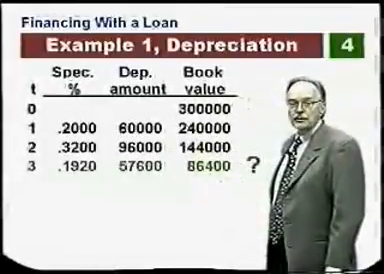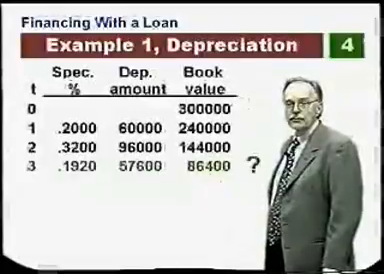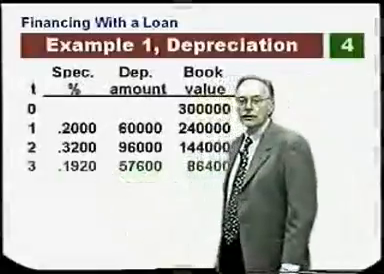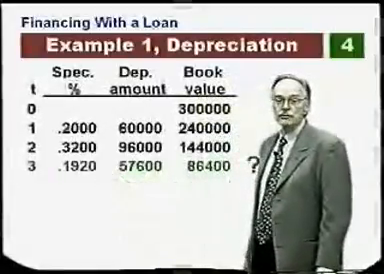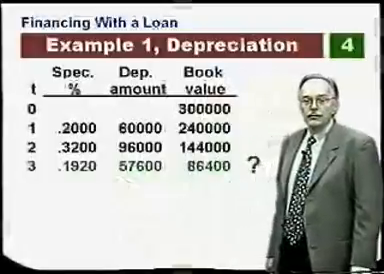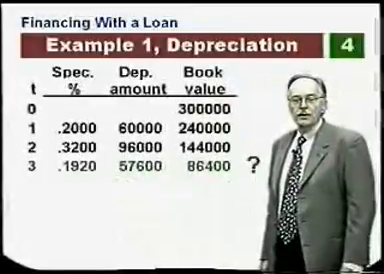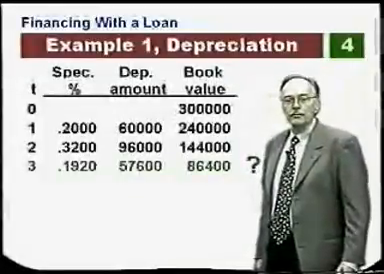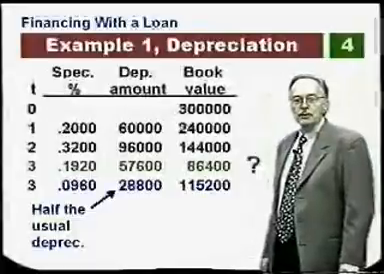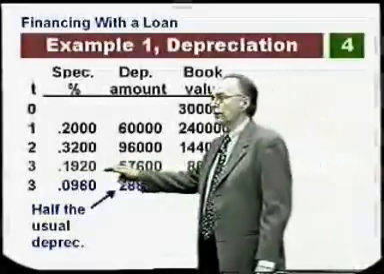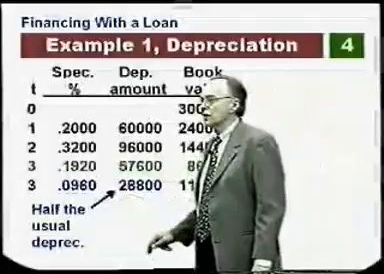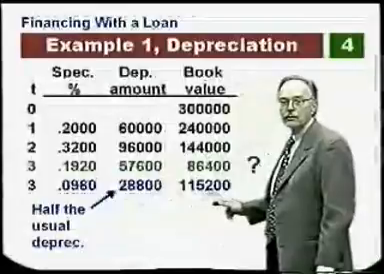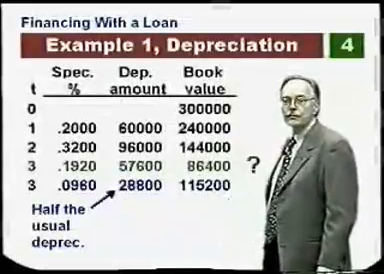Now, if we were to continue operating this asset through years 4, 5, and 6, and so forth, then the specified percentage in year 3 would be 0.192, resulting in a depreciation amount of $57,600, and in year 3, a book value of $86,400. But because of the premature termination, we only get to charge half that amount. So the specified percentage in year 3 is half of the 0.192, or 0.096. That gives us $28,800 with the resulting book value of $115,200.